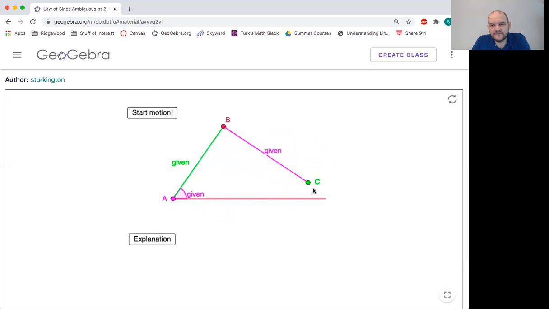So let me stop this. So this is long enough. It's longer than the height. Gives us a triangle right there. It connects. But then it just swings through and it never connects again. But what's the key here?